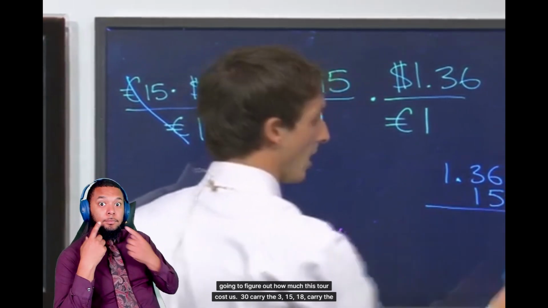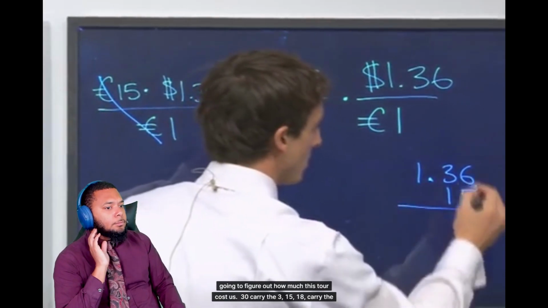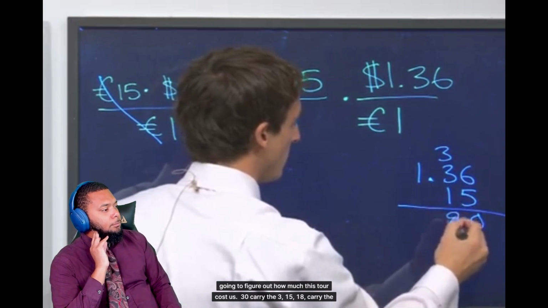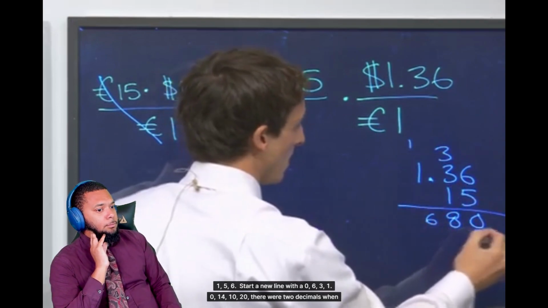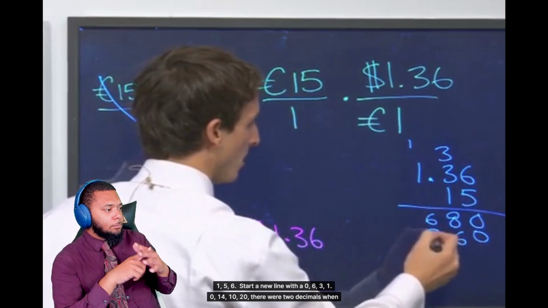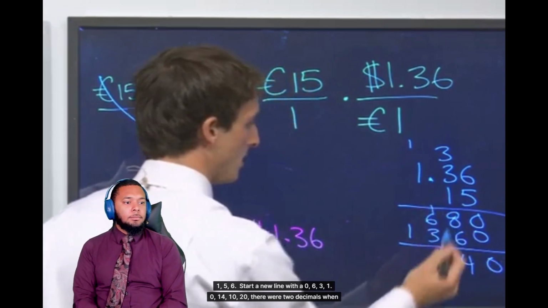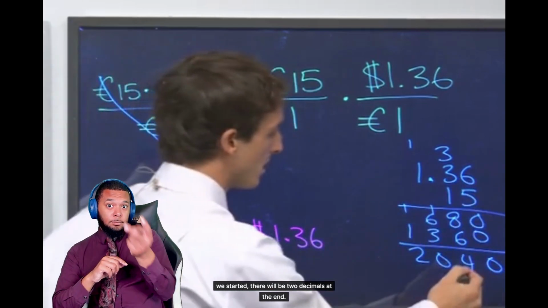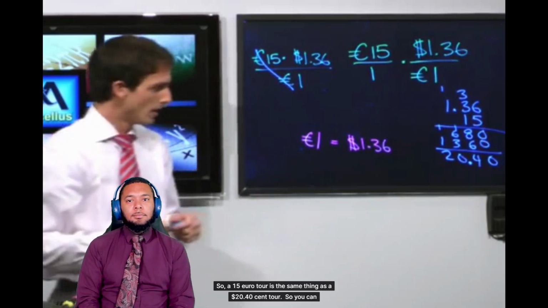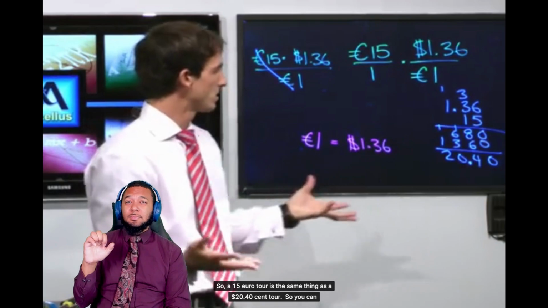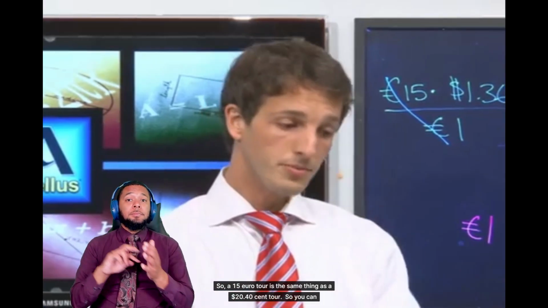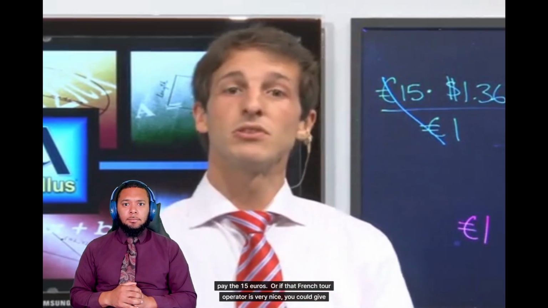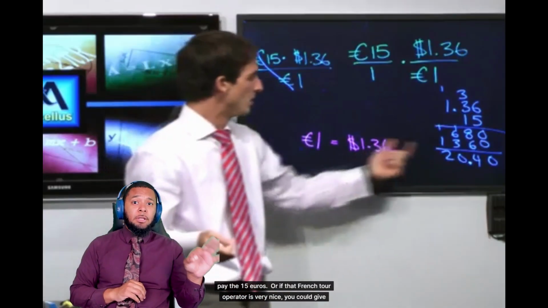We're finally going to figure out how much this tour cost us. 30, carry the 3, 15, 18, carry the 1, 5, 6. Start a new line with a 0. 6, 3, 1. 0, 14, 10, 20. There were 2 decimals when we started, so there will be 2 decimals at the end. So a 15 euro tour is the same thing as a $20.40 tour. So you can pay the 15 euros, or if that French tour operator is very nice, you could give them a $20 bill and 40 cents and say, maybe you can come to America one day and visit.